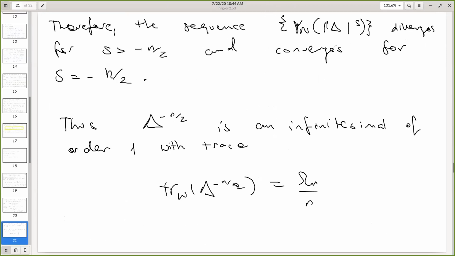Therefore, the sequence gamma_n of this operator, the Laplacian to the power of s on this torus, diverges for s greater than minus n over 2 and converges for s equal to minus n over 2. And it converges for s less than minus n over 2, but there it goes to 0. Thus, this Laplace operator on the torus is an infinitesimal of order 1 with the trace omega_n divided by n, with the Dixmier trace. And this is what the Dixmier trace does.